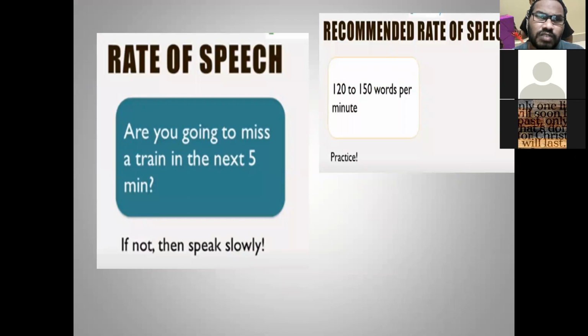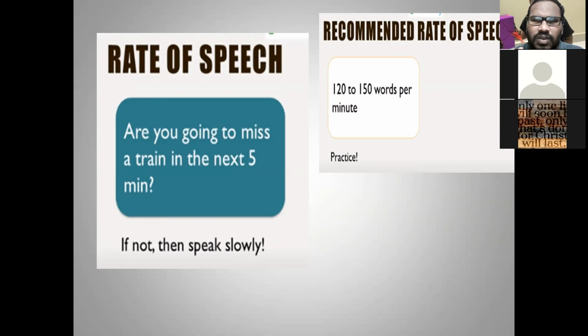So 120 to 150 words per minute. I'm taking this session very fast because of time management, and also we have discussed these things earlier. That's why I'm making it very fast. So don't follow my rate of speech. Ideally, 120 to 150 words per minute are expected. We should not speak as if the train is going to leave in the next 5 minutes.